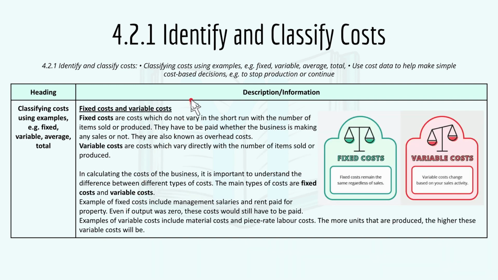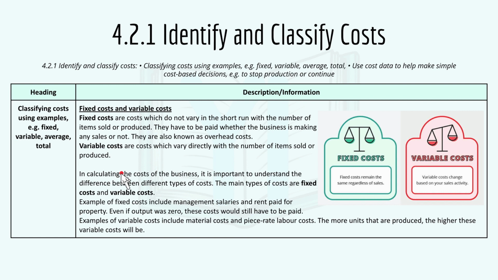Then I have fixed costs and variable costs. And fixed costs are costs which do not vary in the short run with the number of items sold or produced, and they have to be paid whether the business is making any sales or not. And they are also known as overhead costs. And variable costs are costs which vary directly with the number of items sold or produced.